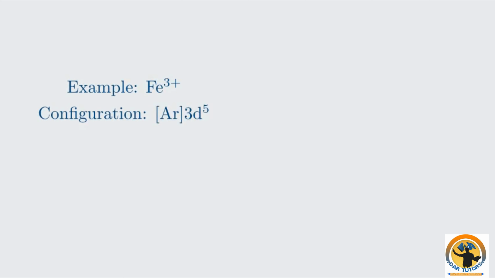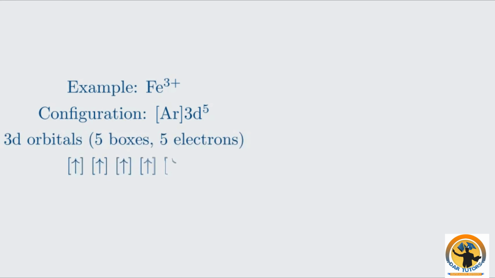Now let's compare this to an iron(III) ion. Is Fe3+ diamagnetic or paramagnetic? The configuration of Fe3+ is [Ar]3d5. When we fill the 5 3d orbitals according to Hund's rule, we place 1 electron in each orbital before pairing any. This results in 5 unpaired electrons. Since the Fe3+ ion has 5 unpaired electrons, it is strongly paramagnetic. It would be significantly attracted by a magnetic field.